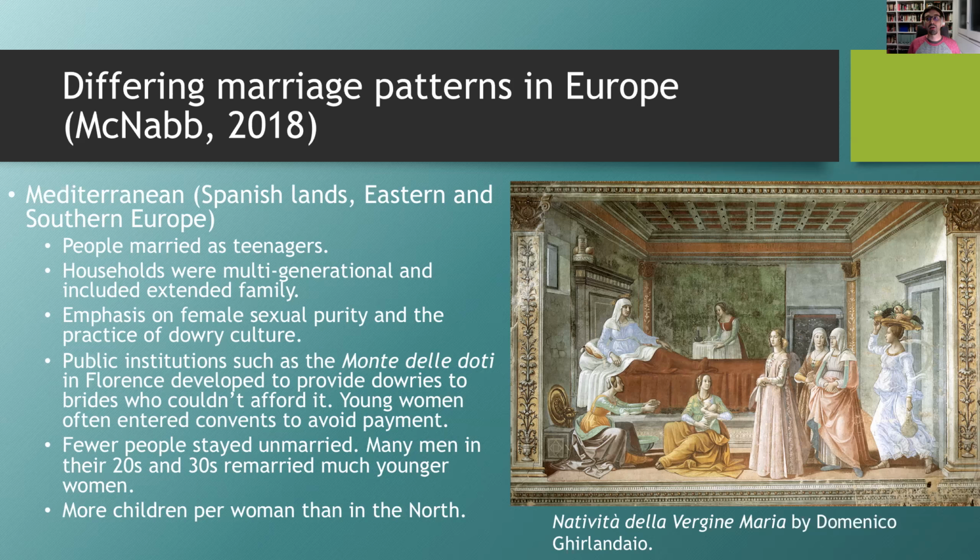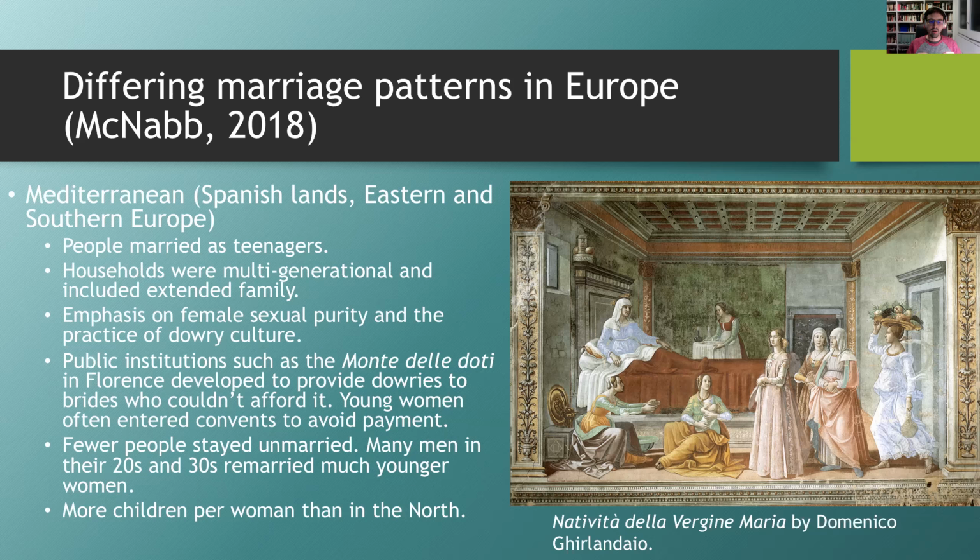Young women also had an alternative. They could join a convent if they couldn't afford to get married. Or rather, their families had the option of sending her into a convent if they couldn't afford her getting married. So that meant that fewer people stayed unmarried and outside religious life. Many men in their 20s and 30s would remarry if they lost their wife. So they wouldn't carry on living as widowers. And they would generally marry much younger women in order to secure the growth of the family.